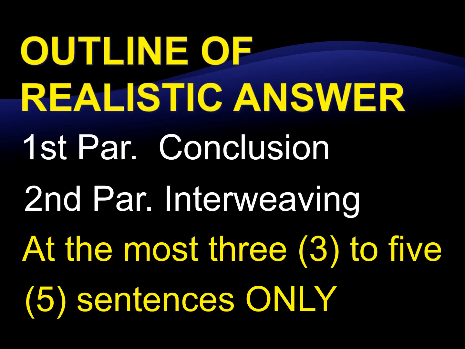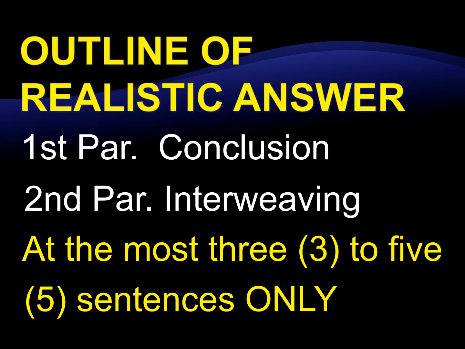We just finished talking about the ideal answer, which we said should be used only in the instance where you have a more than 5% weight of question. Now let's talk about the outline of a realistic answer, which we think is more often than not the one used in answering bar problems, because the weight of most bar problems is between 5 and 1. So here you have a conclusion and then you immediately interweave. You don't have to restate anymore the black letter rule. You interweave immediately. And therefore, at the most, you should have 3 to 5 sentences only.